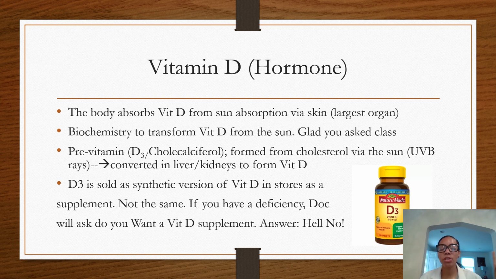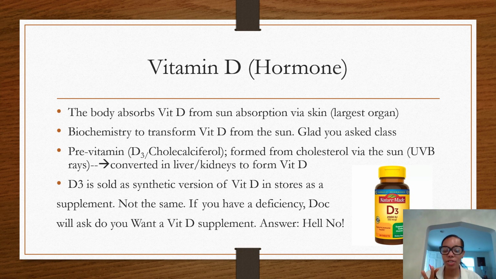Okay? So we have the precursor of the previtamin, which is D3, cholecalciferol, formed from cholesterol via the sun. So the sun exposure, the UVB rays, are then going to convert that previtamin, that D3, via the liver and kidneys to form vitamin D. Stick with me. Are you guys here with me? Okay? The picture that you're seeing on your screen is the synthetic version of vitamin D. This is how it's sold in the stores. We've also talked about this before. You have your synthetic version of vitamins versus your actual vitamins that you'll get from plant-based options of foods, okay? So you want to make sure that you're getting your vitamins from your plant-based sources, okay, as much as you can.